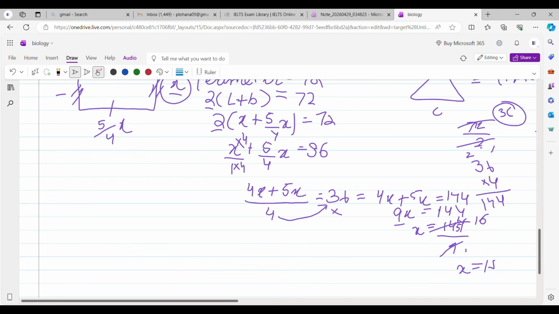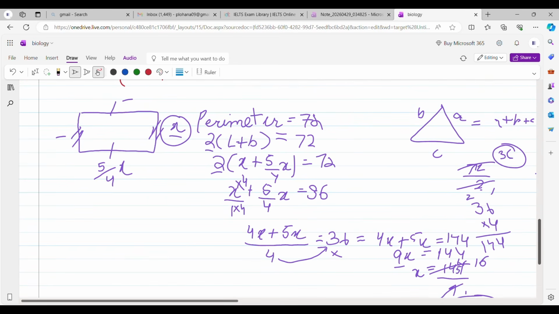The x value is now what? It's 16. So I have found my x value. It's basically 16. Okay, and if I put my 16 value instead of this x, 4 ones are 4, and 4 fours are 16, 5 fours are 20. So I have got basically my dimensions.